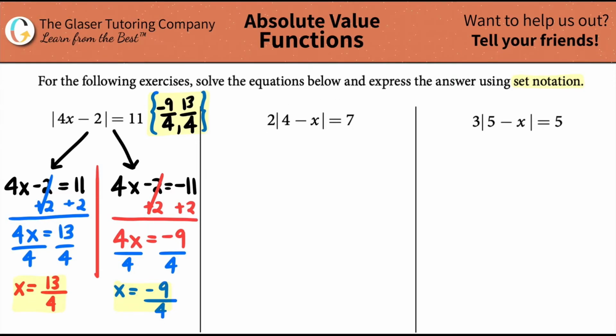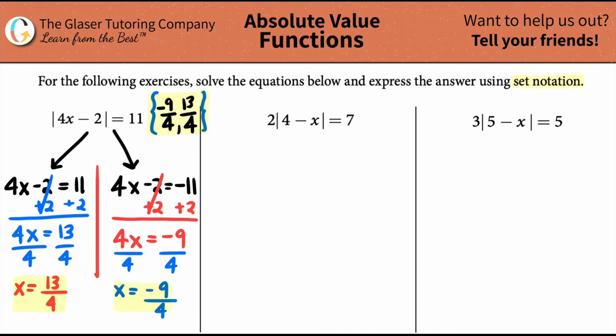Okay, now this one is a little different. It's now 2 times the absolute value of 4 minus x equals 7. Now, we still want to solve for x, right? It's trapped inside of the absolute value. However, can we still try to get x by itself? Well, I have this 2 hanging out outside here, which I can throw to the other side.